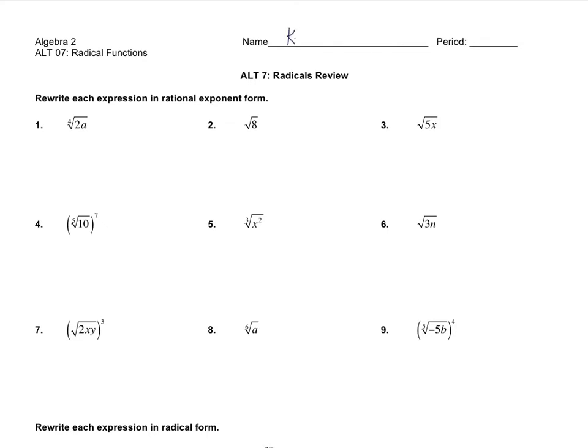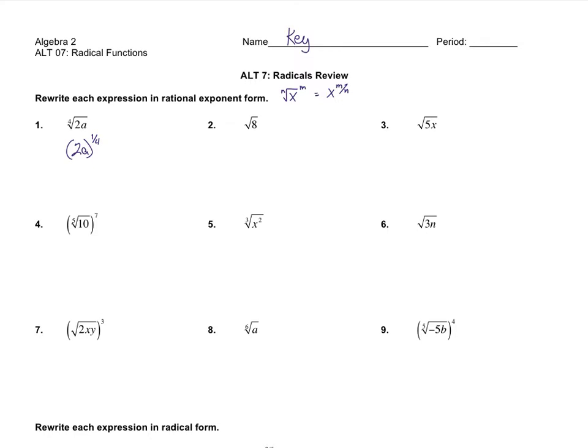This is the step-by-step key for the ALT 7 review. The first thing we're going to do is rewrite the expressions in rational exponent form. Remember that when you're looking at the radical of x with a root of n and a power of m, you can rewrite that with x to the m over n power. The power is the numerator, the root is the denominator.